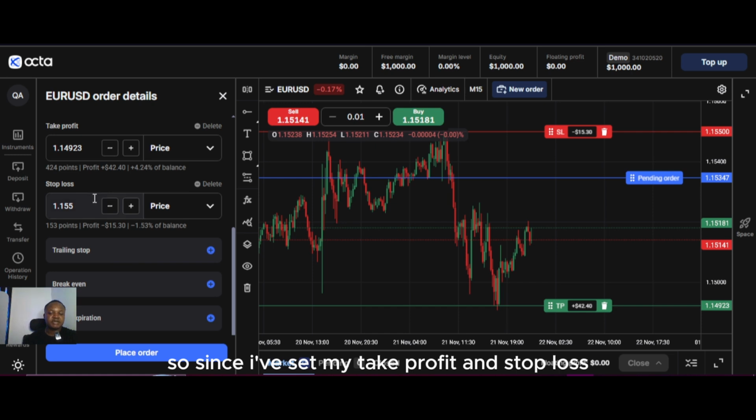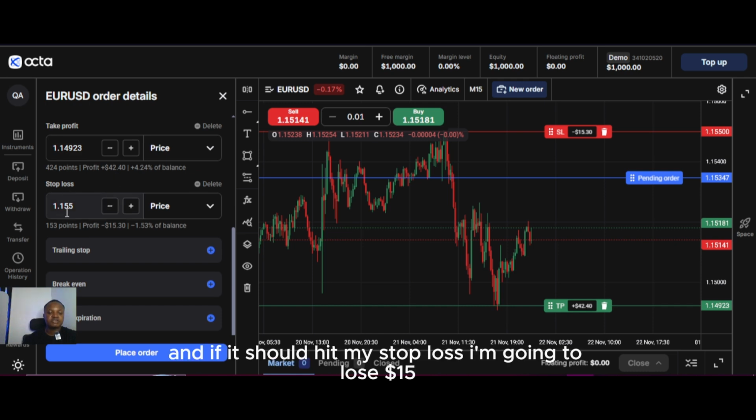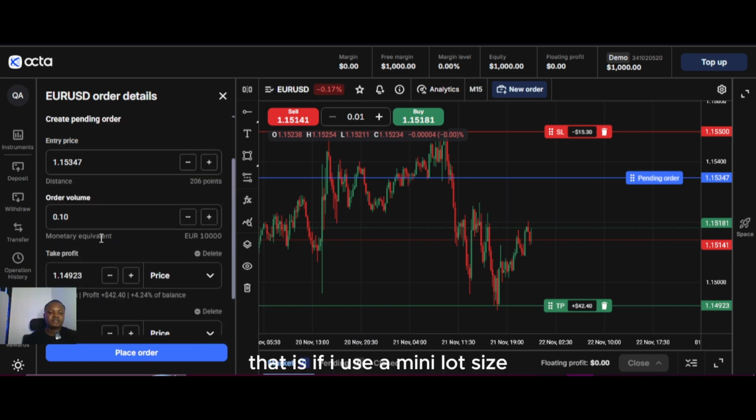Since I've set my take profit and stop loss, let us look at the information we have over here. As you can see, it says 424 points, which is also known as 42 pips. And for my stop loss, it says 153 points, which is also known as 15 pips. If the trade hits my take profit, I'm going to be making $42. And if it hits my stop loss, I'm going to lose $15. That is if I use a mini lot size.